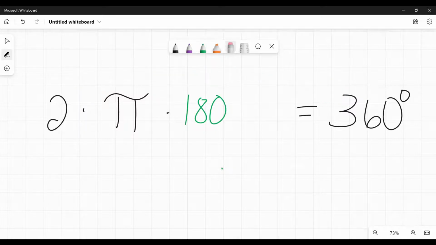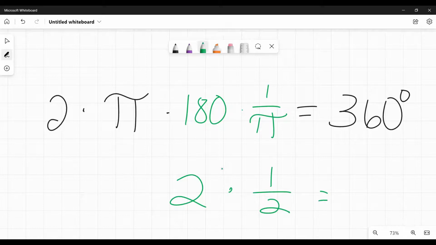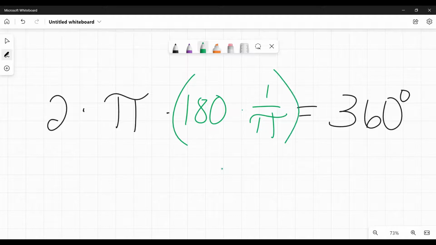Another way to get rid of it would be to multiply by 1 over pi. Same principle as if I wanted to get rid of a 2, I could multiply by 1/2, and that would equal 1, which effectively gets rid of it. So that 1 over pi gets rid of the pi, and then 2 times 180 equals 360. Woohoo, I'm there. Now I can multiply those together.